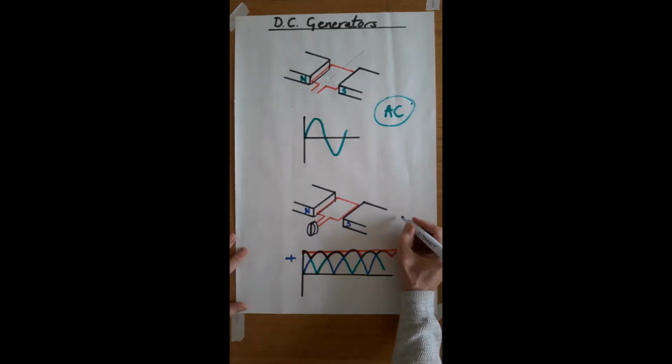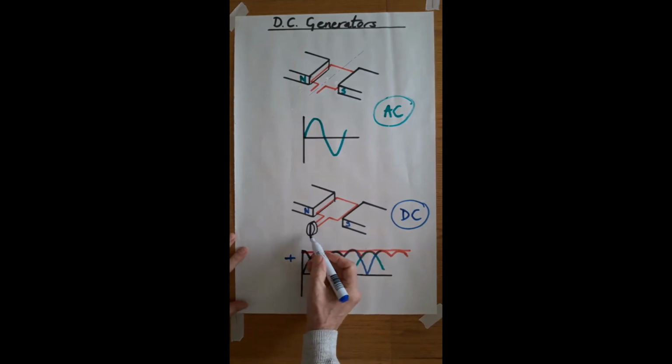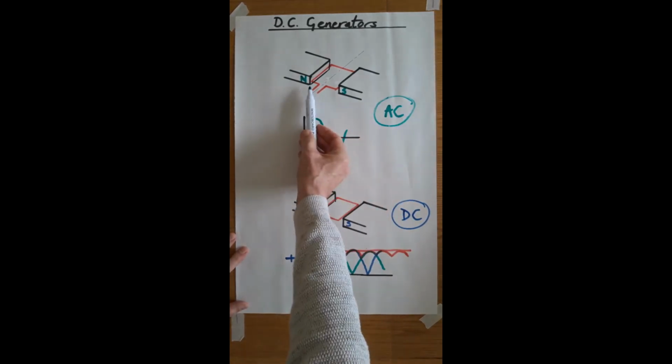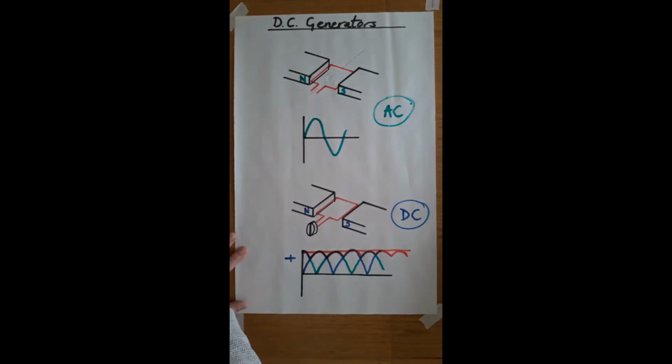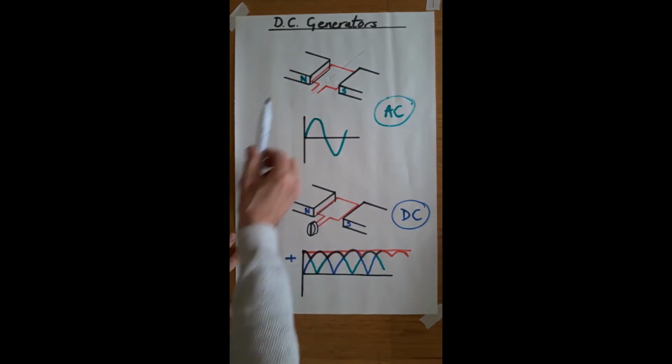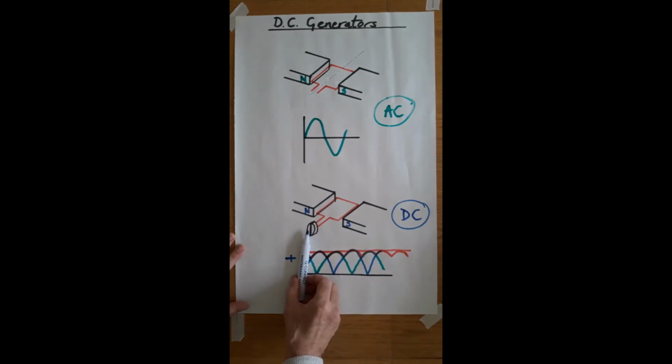So this is DC. We have a commutator. AC, there is no commutator. In a commercial AC generator, this would have slip rings on it. Slip rings AC, commutator DC.